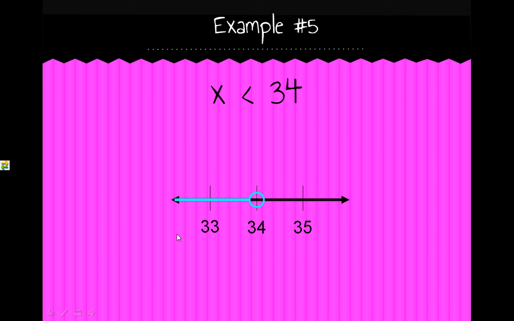Same thing here. The variable is on the left, so our shading is going to go to which way the arrow is pointing. So that's pointing to the right.